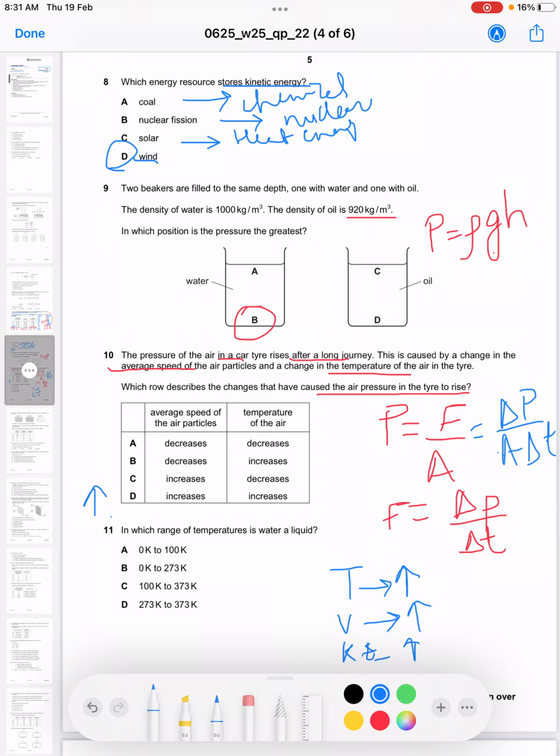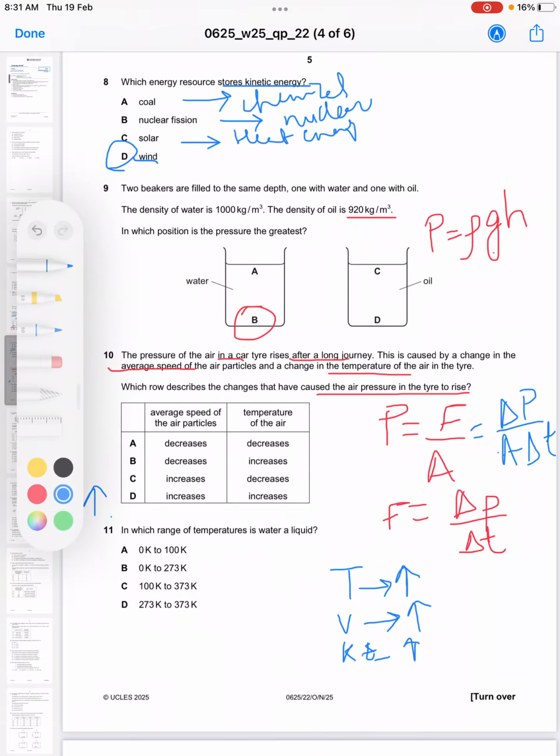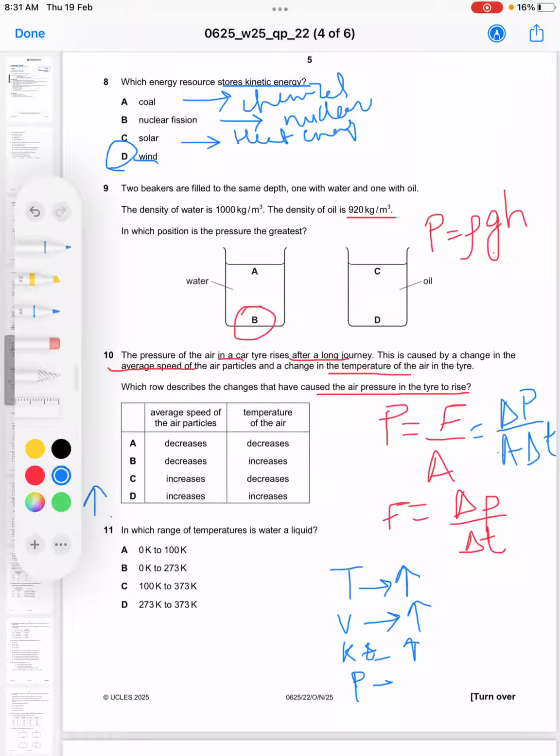right? And at the end, pressure increases, right? So let's check one by one which one is close to our answer. The speed of the particles must increase, so we don't have these two options. We need to decide from C and D. And then the temperature of the air also increases, so it is option D, right?